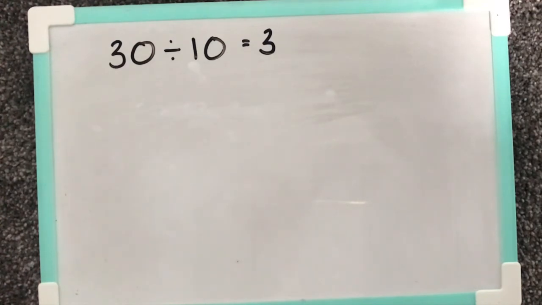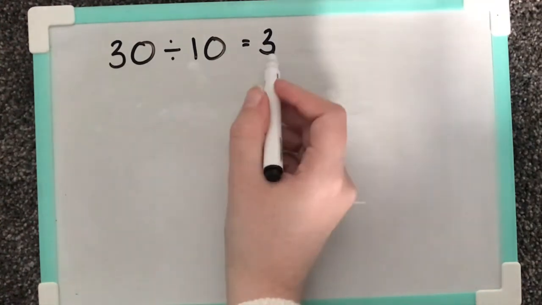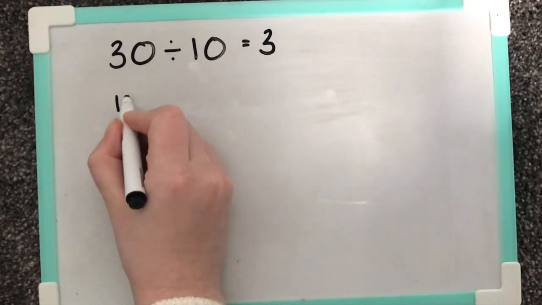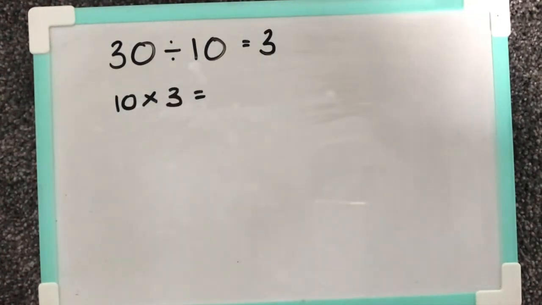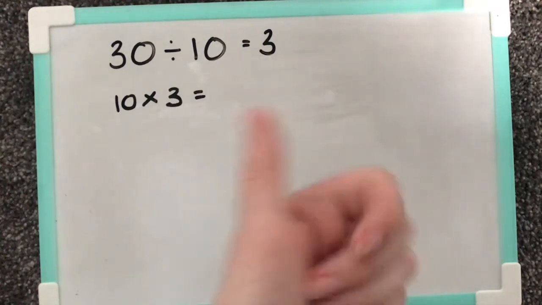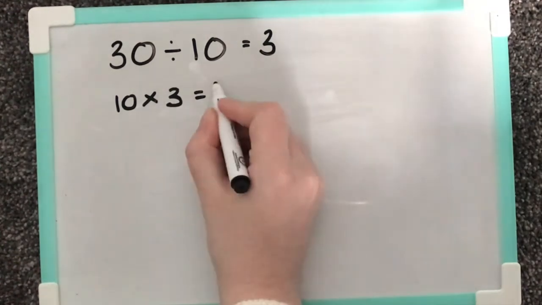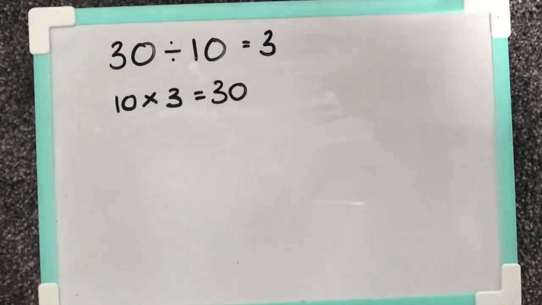And we can use the inverse to check that we're right. So we would have 10 groups of 3. Let's count in tens 3 times. 10, 20, 30. So is our answer correct? Yes, it is. So that only works if you're dividing by 10.